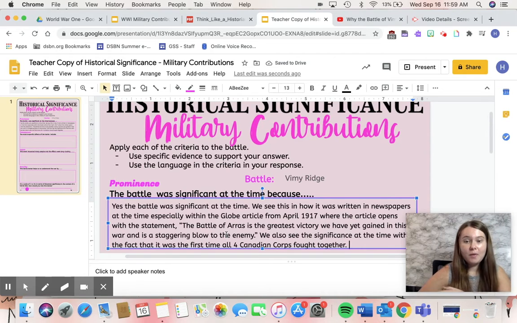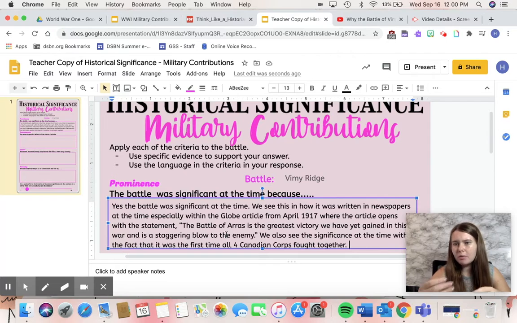Other points you could bring up with this: it was the first time that they'd fought together. They had been building up to this significant moment, so there was a lot of planning involved. In the video that you watched, they do talk about how Arthur Currie, one of our generals in the military at the time, was very well known for his planning and his ability. Didn't see Vimy as a real significant battle.